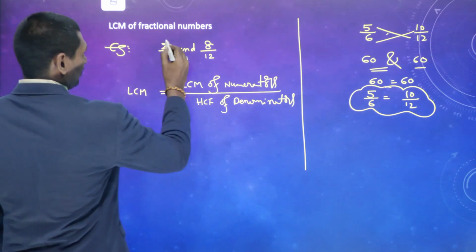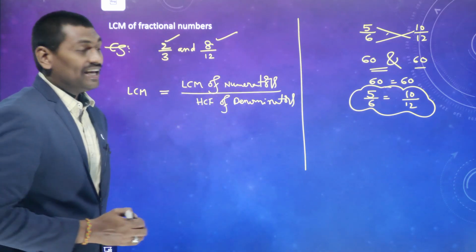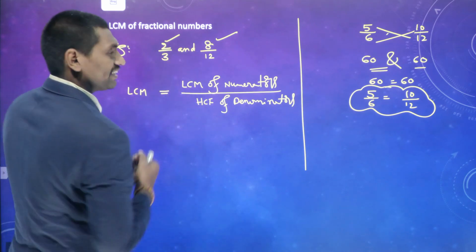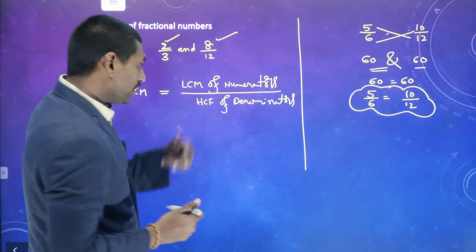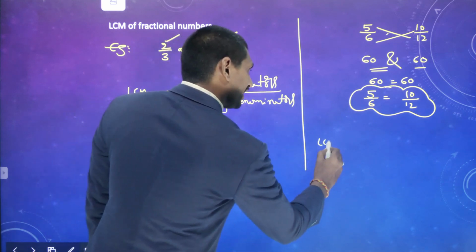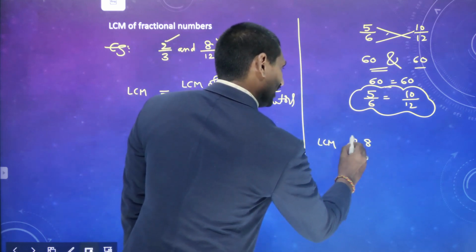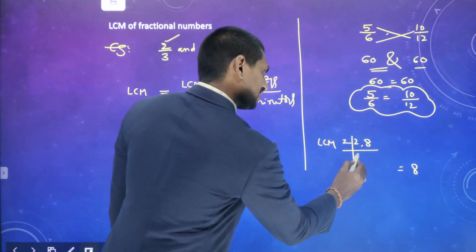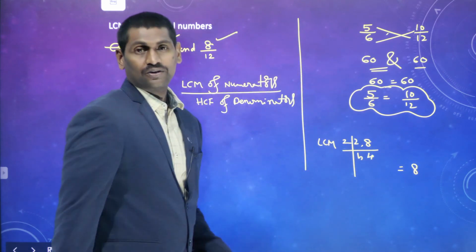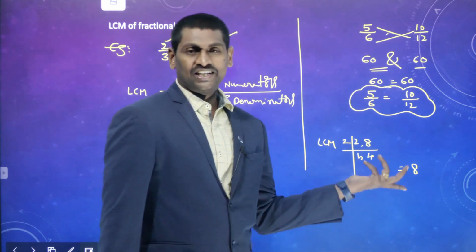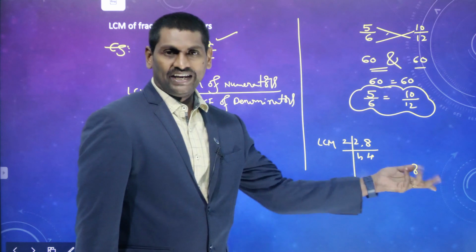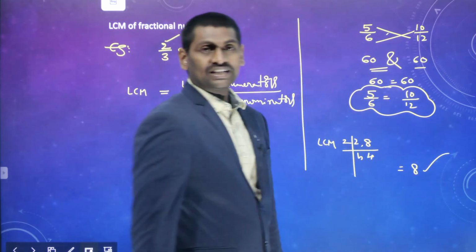So for example, 2 by 3 and 8 by 12. LCM of numerators. What are the numerators here? 2 and 8. What is the LCM of 2 and 8? 2 and 8 LCM is 8 only. Check. 2 1s are 2, 2 4s are 8. But 1 and 4 have no common factor, so directly you can multiply. So the LCM of numerators is 8.